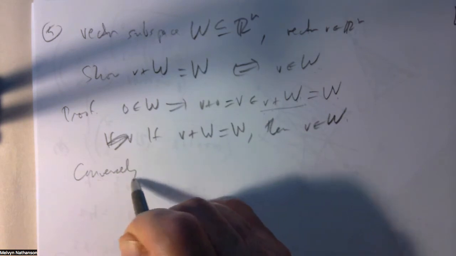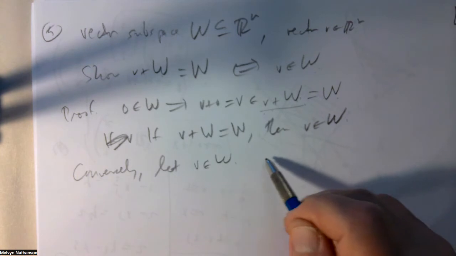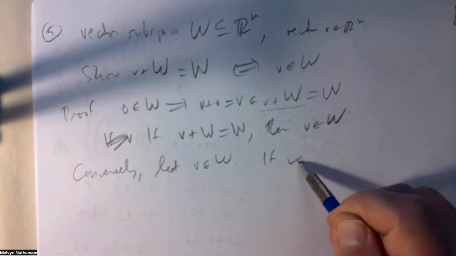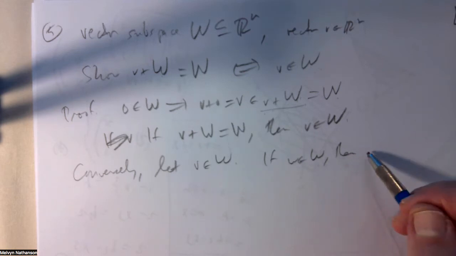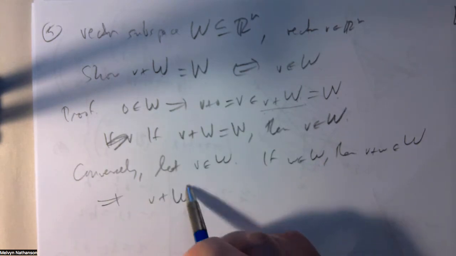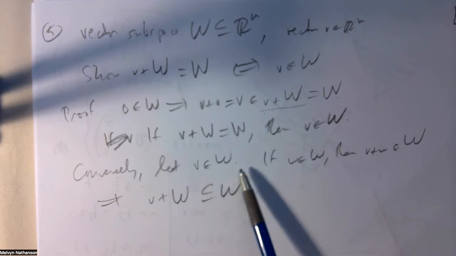Conversely, let V be in W. If w is in W, because W is a subspace, it's closed under vector addition. So V plus w is in W, which means the whole translate V plus W is contained in W. For any w, V plus w is in W. So this translate is contained in W.